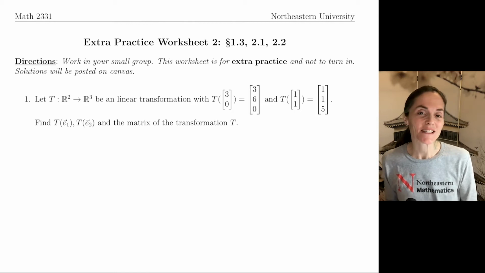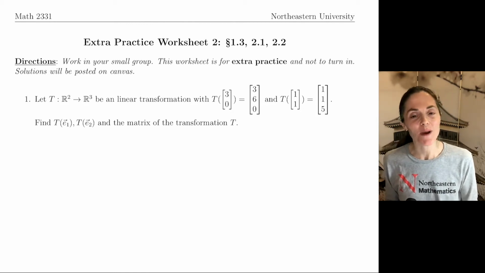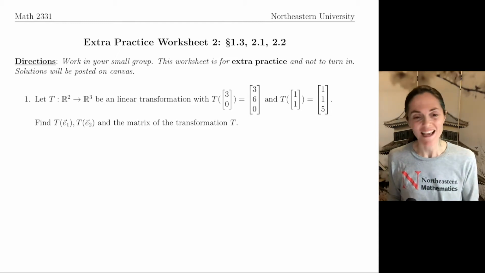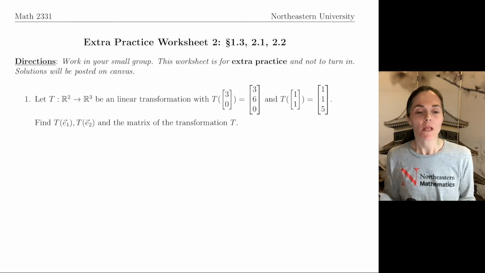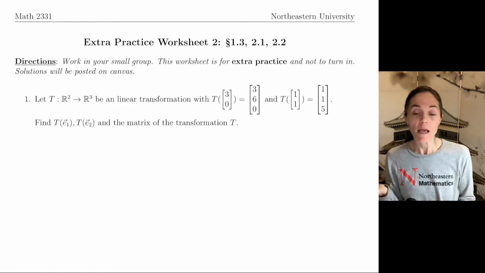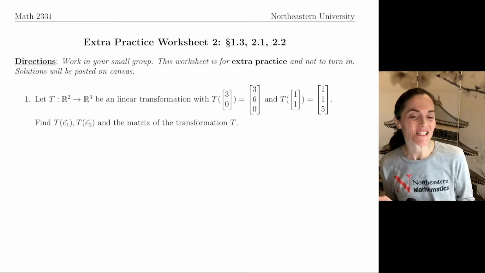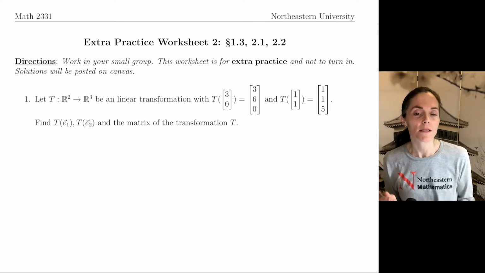Hello, linear algebra students. This is our second extra practice worksheet, and the topics cover some of the material in sections 1.3, 2.1, and 2.2. The first question comes from 2.1. We have a linear transformation, it goes from R2 to R3, and we're given some information. We want to find T of E1, T of E2, and the matrix of the transformation.